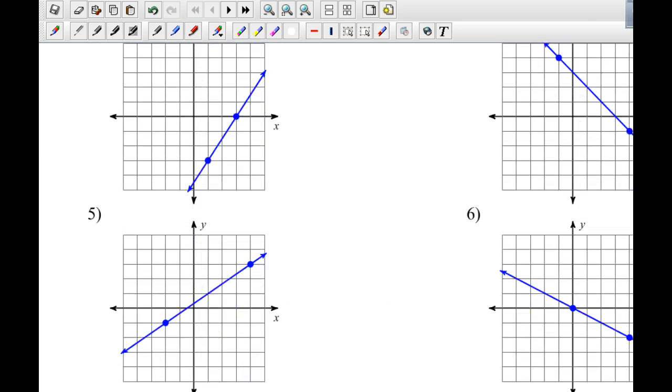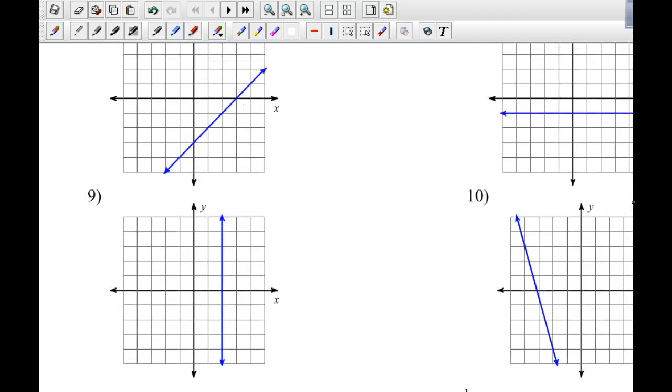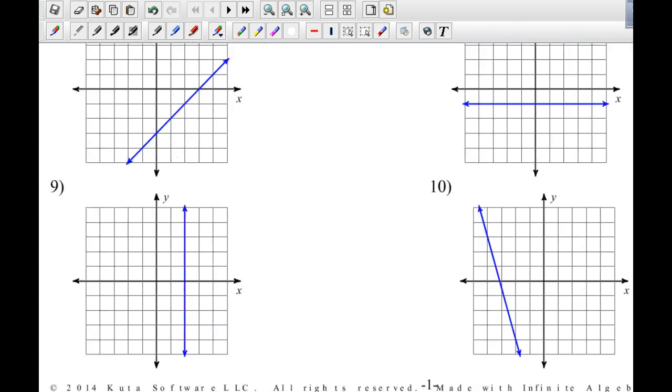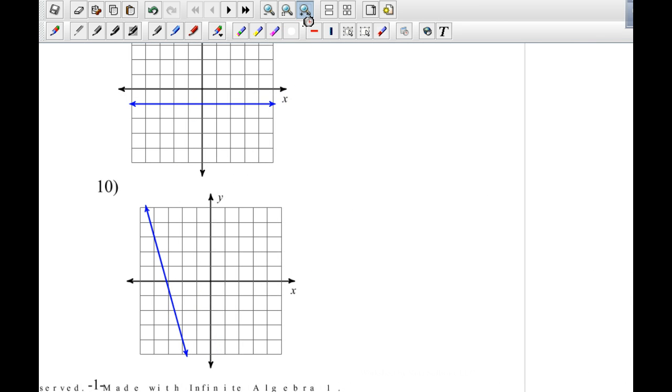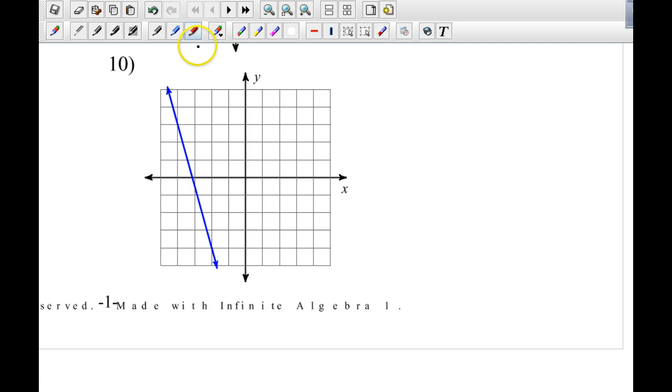Let's just pick one. Let's see. Any requests? 19. On the front. 10's a good one. So we have m equals for all your slopes. Make sure you do m equals.